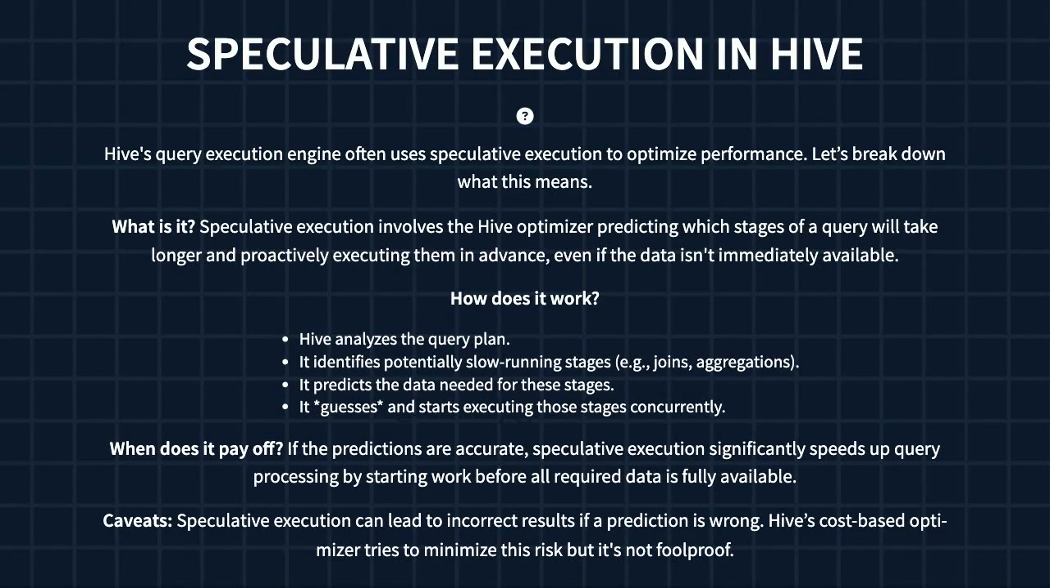Okay, let's talk about speculative execution in Hive. It's a clever trick to boost performance. Basically, Hive looks at your query and tries to figure out which paths might take the longest. Then, it makes educated guesses and starts working on those stages ahead of schedule, like prepping some ingredients before you even know how the whole recipe will turn out. This can be really helpful if your predictions are correct, speeding up the entire process considerably. However, there's a catch. If Hive is wrong about which parts are slow, it could lead to inaccurate results, so it's all about smart guesses and careful optimization.